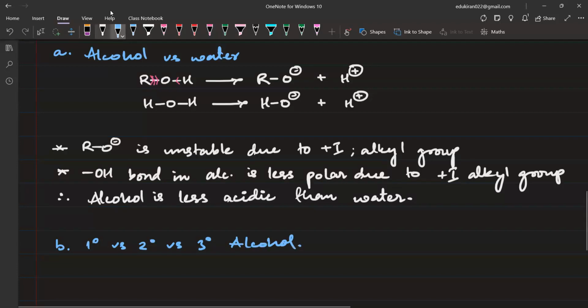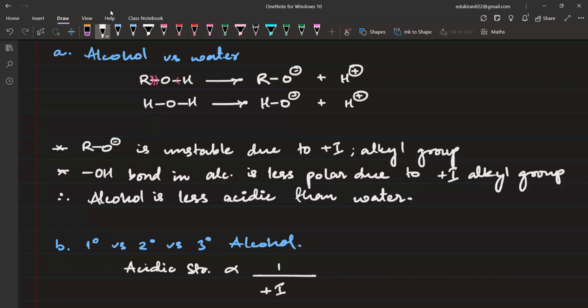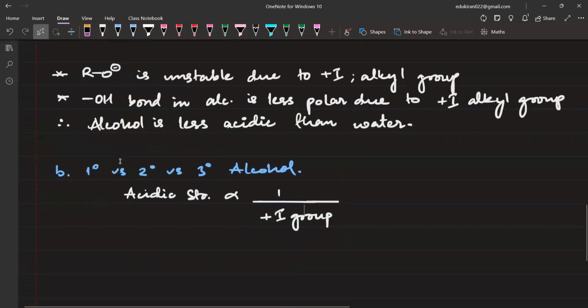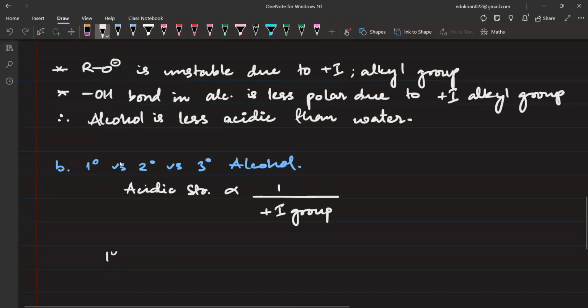So from the previous discussion, we can write that acidic strength is inversely proportional to the plus I group that you are having. If you are having more plus I group, then the alcohol is even less acidic. So from here, we can easily justify that 1 degree alcohol will be the most acidic alcohol, then the 2 degree, and then the 3 degree. Because 3 degree is going to have more plus I groups in the alcohol. Make sense, yes or no? Please tell me. This is the order of acidic strength for 1 degree and 3 degree alcohol, right? Yes, sir. Acidic strength.